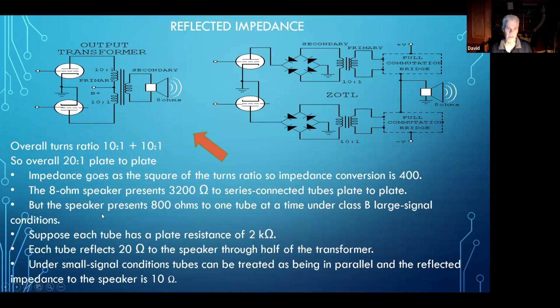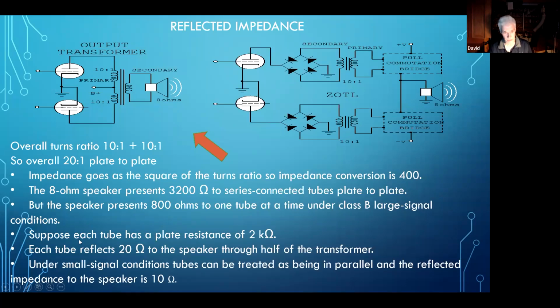But you can look at this in a slightly different way. The speaker presents 800 ohms to one tube at a time under Class B large signal conditions. Say we have this amplifier under large signal conditions, and half the time one tube is cut off. During that period, the speaker is going to present 800 ohms to the other tube. So it's kind of equivalent, just another way of looking at it.